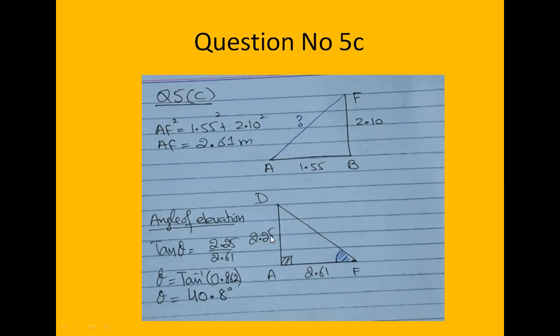Opposite to this angle is the perpendicular. Adjacent to this angle is the base. Opposite to the 90 degrees is the hypotenuse. The ratio of the perpendicular and the base is known as tan theta. So tan theta equals the perpendicular divided by the base. So you will have 2.25 divided by 2.61, then shift tan, and you get 40.8 degrees. So the angle of elevation is 40.8 degrees.